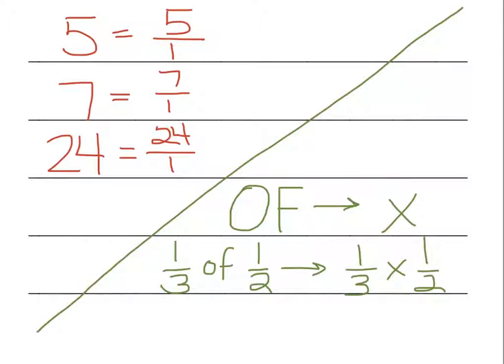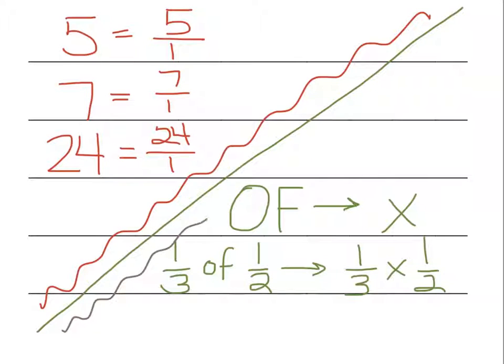So hopefully, again, those two things, turning a whole number into a fraction, which is what we did up here, and knowing what to do when you see the "of," which is what we did down here. Of means multiply, turn a whole number into a fraction by putting it over 1. And that, my dear students, is basically all we have to do today. Let's take a look at it in an actual math problem.